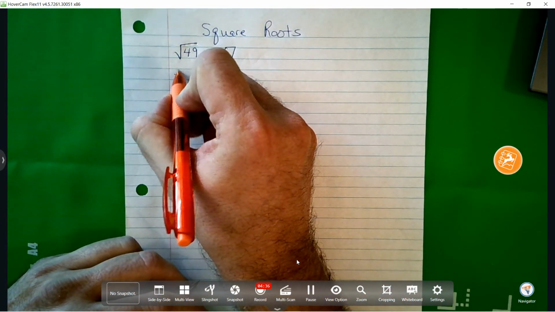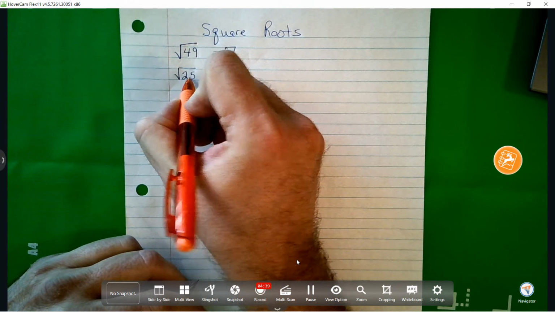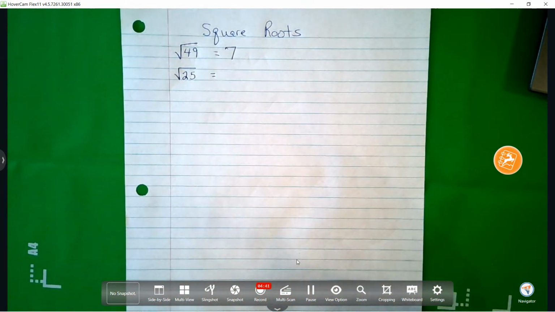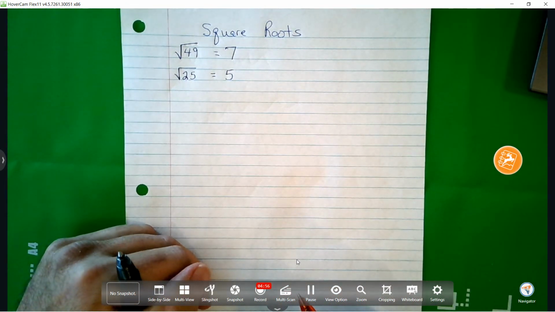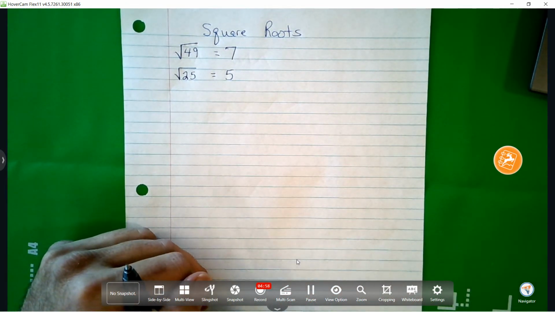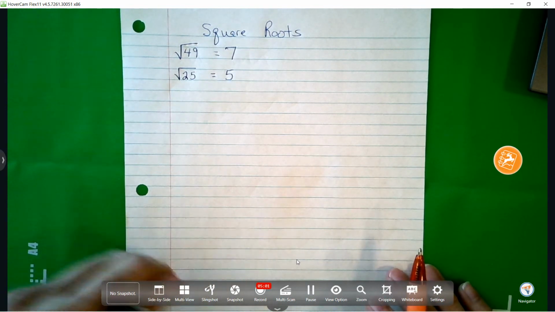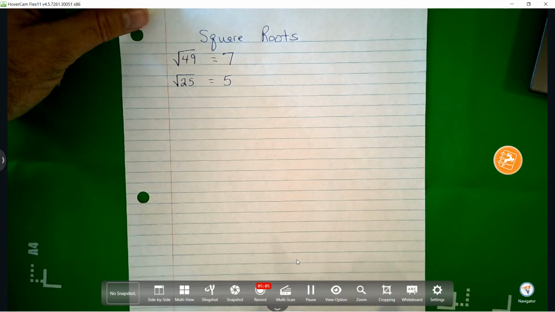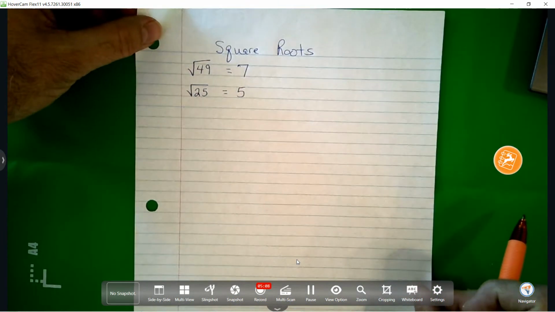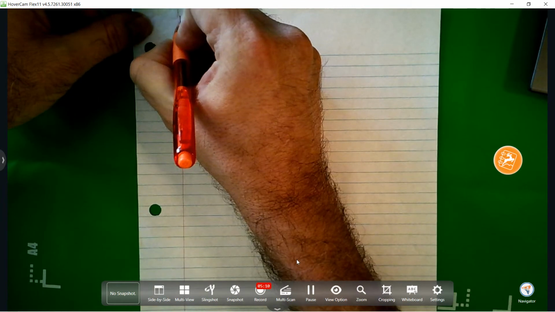What about the square root of 25? What number can you square, multiply by itself, or times itself, I should have said, in order to get 25? Well, 5 times 5 is 25. So, the square root of 25 is 5. There's some square roots that we know just from the multiplication tables, and I think I'm going to go ahead and write those all out at the top of this page. These numbers are called perfect squares.